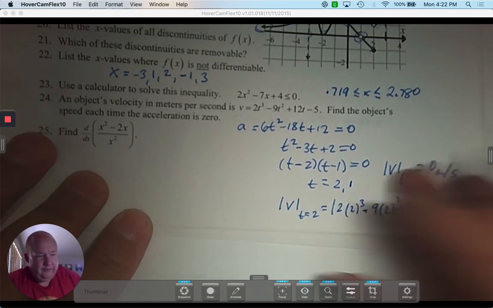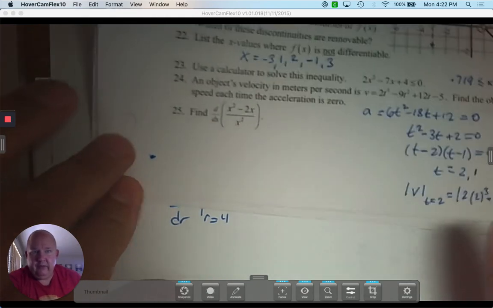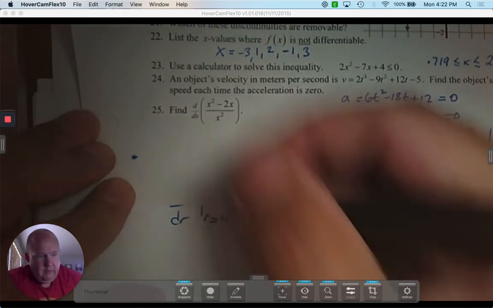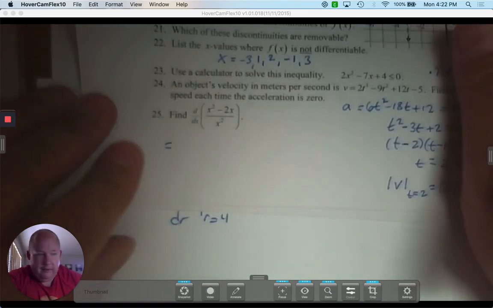All right, last one, number 25. I have room to do it right here, so I'm just going to do it right here on this sheet. Why not? And I want you to write it on your answer key and then take a picture of it, upload it, and all that good stuff.